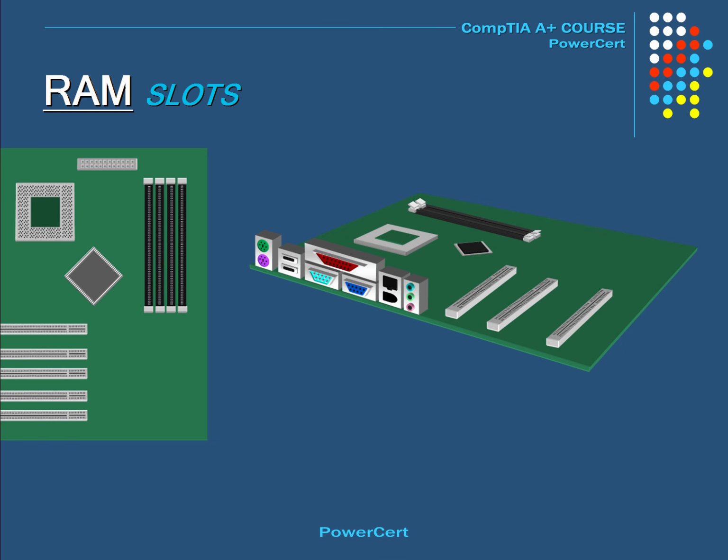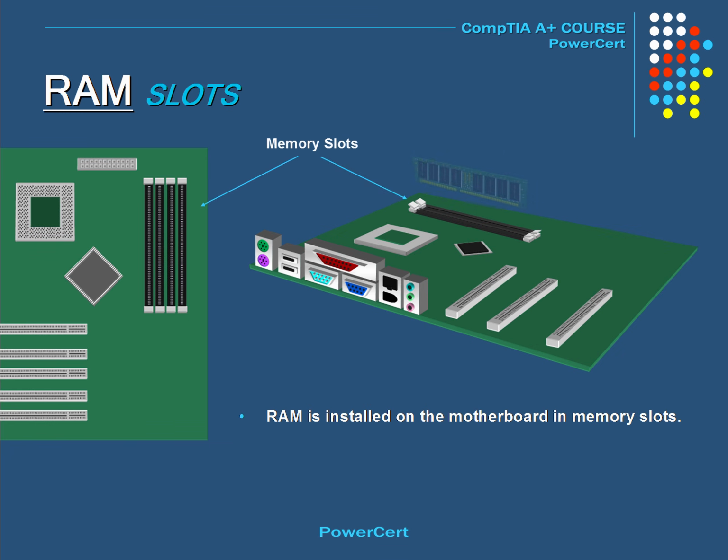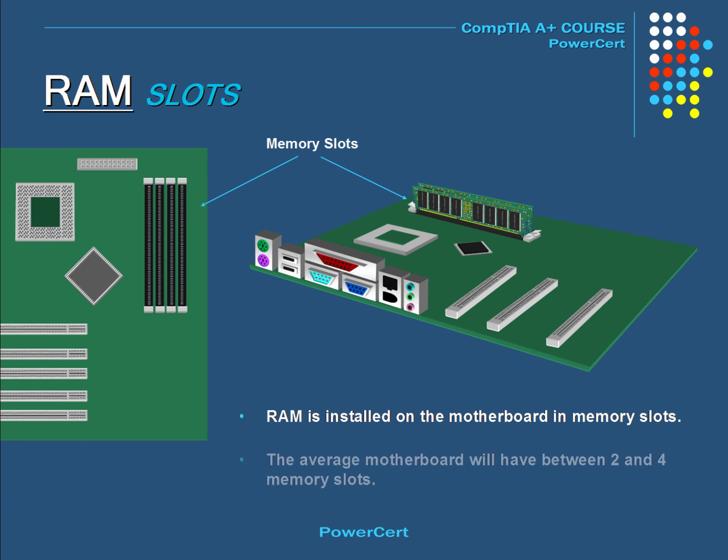RAM, or random access memory, is temporary memory, and it's installed on the motherboard in the memory slots. A motherboard can have a various number of memory slots. The average motherboard will have between 2 and 4 of them. Memory slots come in different types, depending upon what type of RAM it accepts.